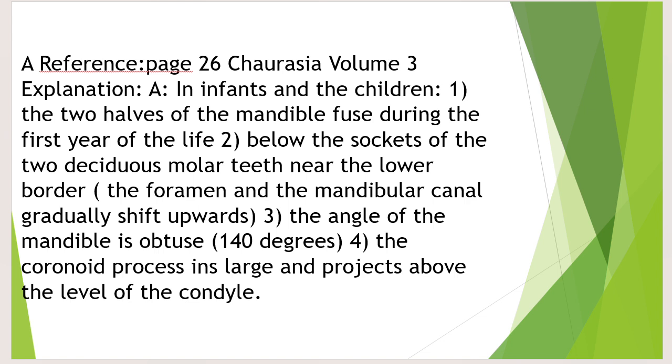The correct answer is A. In infants and children, the two halves of the mandible fuse during the first year of life. Below the sockets of the two deciduous molar teeth near the lower border, the foramen and the mandibular canal gradually shift upwards. The angle of the mandible is obtuse, 140 degrees, and the coronoid process enlarges and projects above the level of condyle.